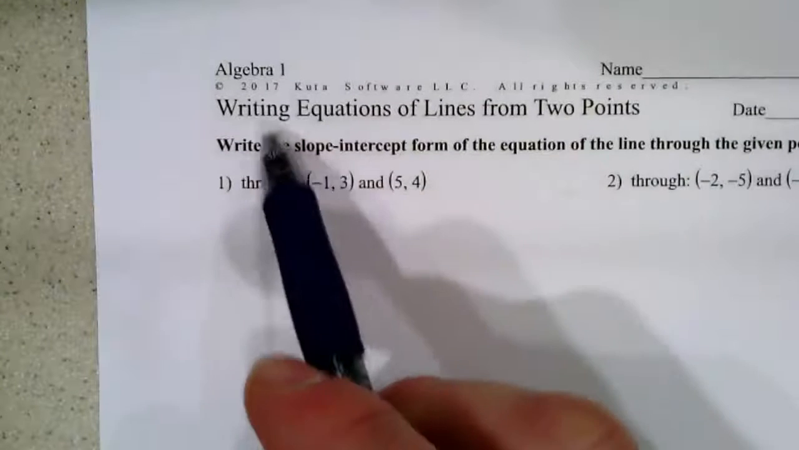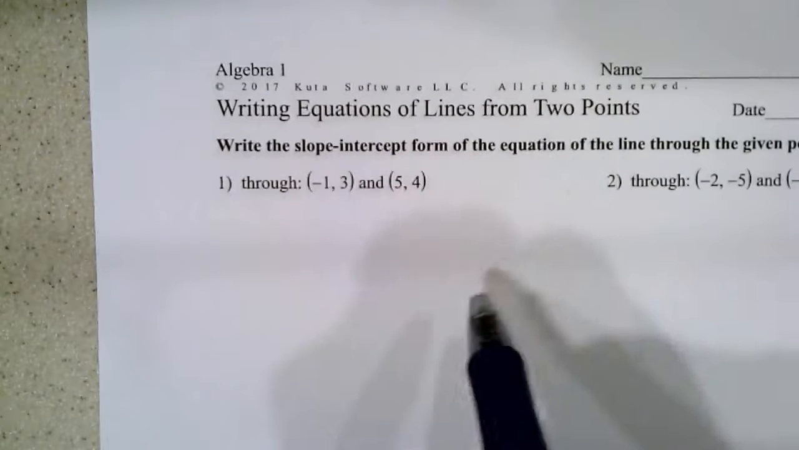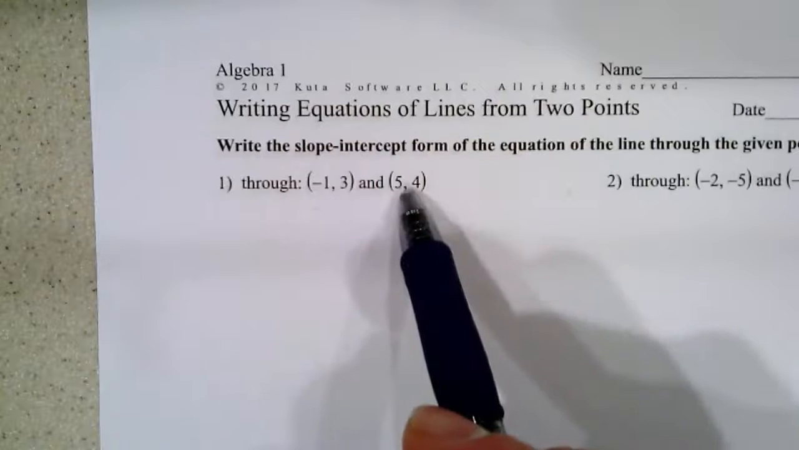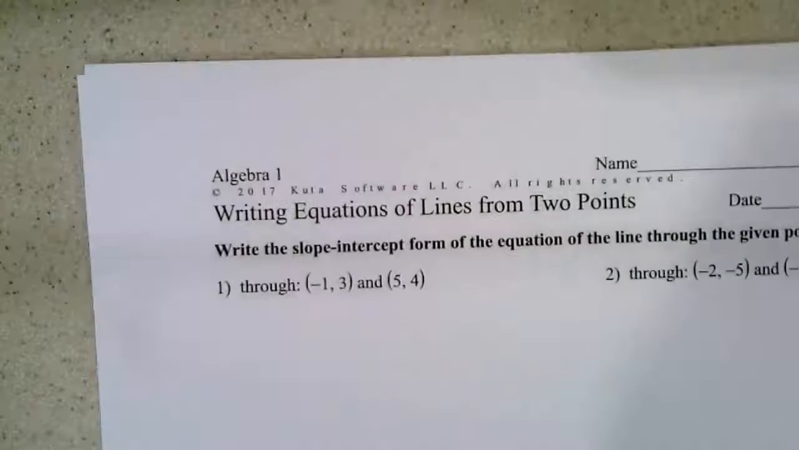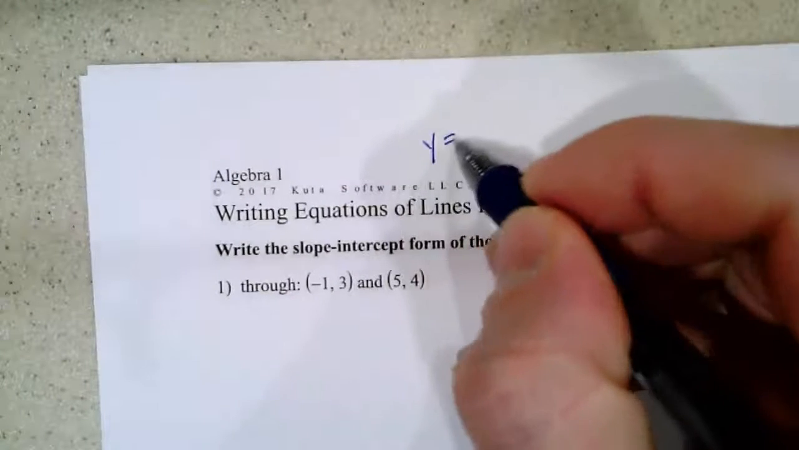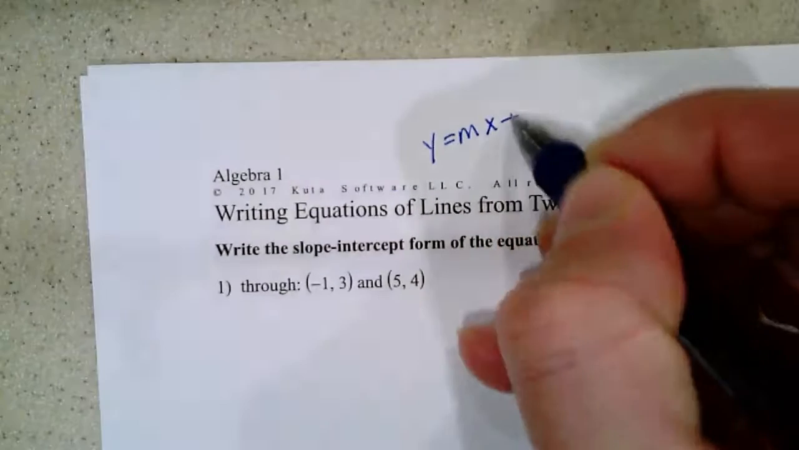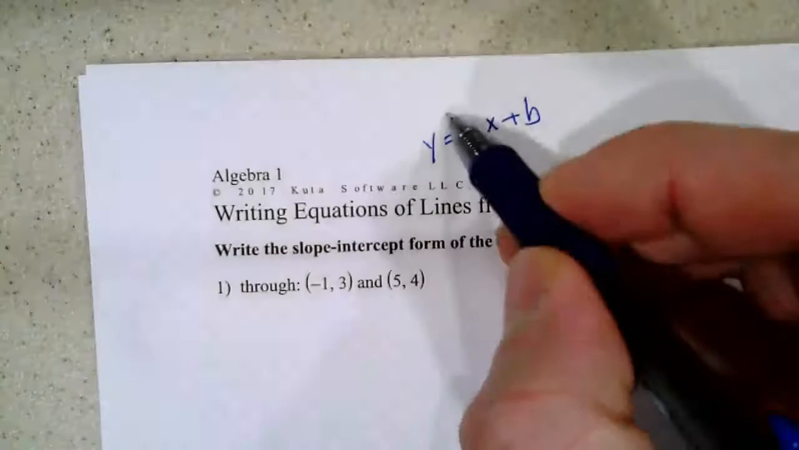Alright, in this video we're going to be writing equations of lines from 2 points. So we're given 2 points. There's a line that passes through these 2 points. What's the equation of that line? We're going to be writing our equations in y equals mx plus b form.